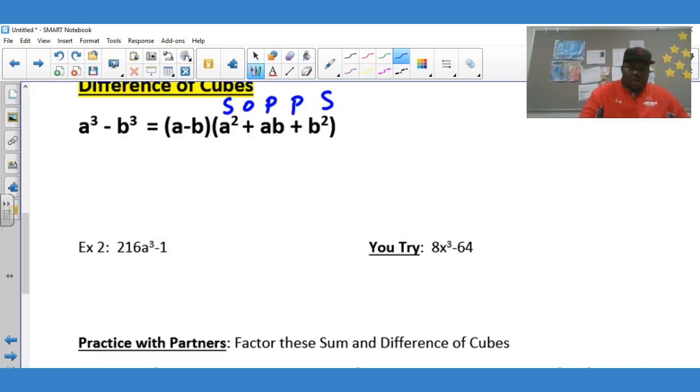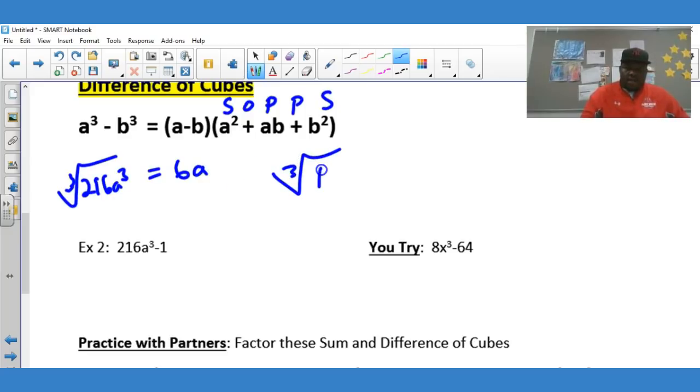So first we need to find the cube root. The cube root of 216 is 6. The cube root of a cube is a. And the cube root of 1, guys, is 1. So here we go. We're going to go right here, a minus b, because this is minus. So 6a minus 1.